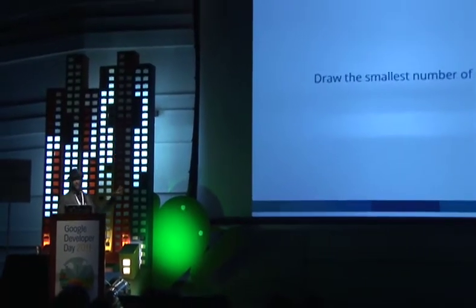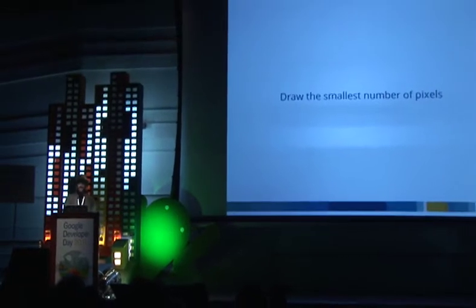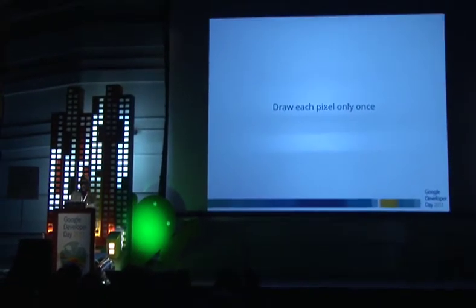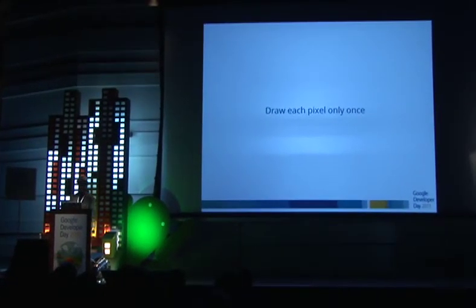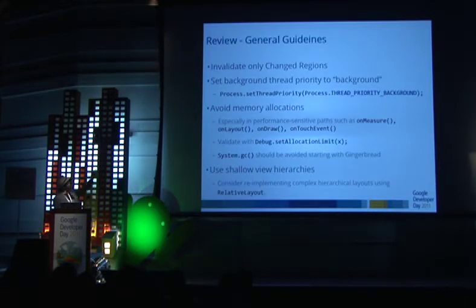We want to draw the smallest number of pixels. And we want to draw each pixel only once. So both of these things are actually really important. So I'm going to go through a little bit of general guidelines on how we do that. So one, we want to invalidate only the parts of the screen that are changing. We want to set the background threads to background. OK, this has nothing to do with drawing pixels. This is just how to keep things responsive.